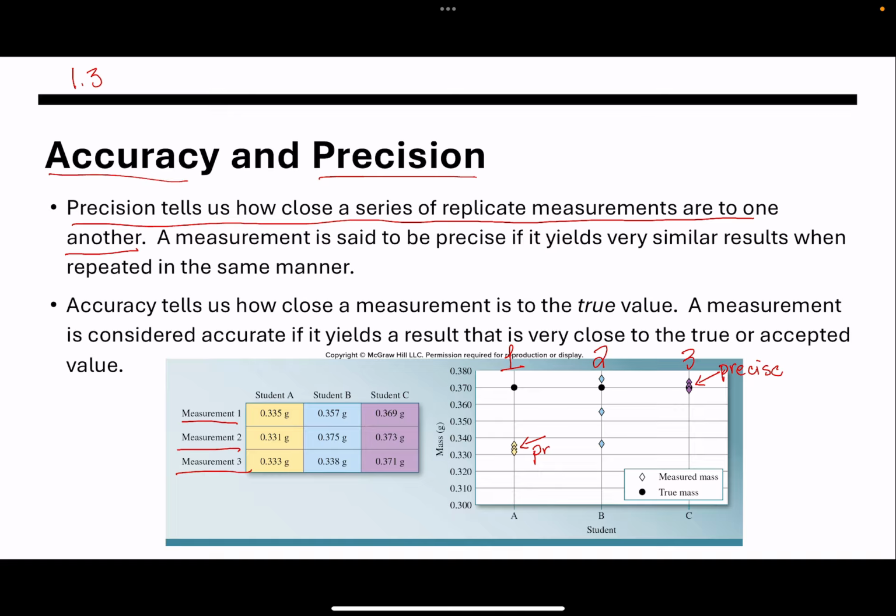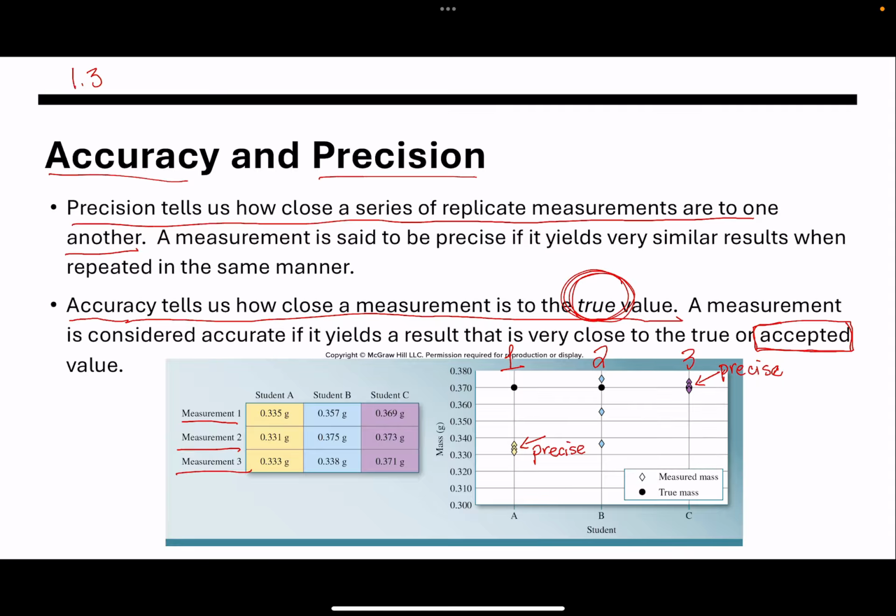A lot of times we talk about this like a bullseye, like if you are an archer or shooting at a target. Being precise means you hit near the same area every time. Now, accuracy is a different term to describe a measurement, and it tells us how close a measurement is to the true value. So a measurement is considered accurate if it yields a result that is very close to the true, or a lot of times in science, we say the accepted value.